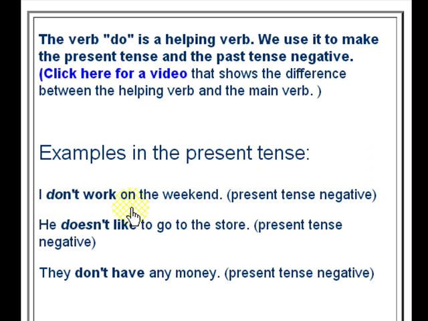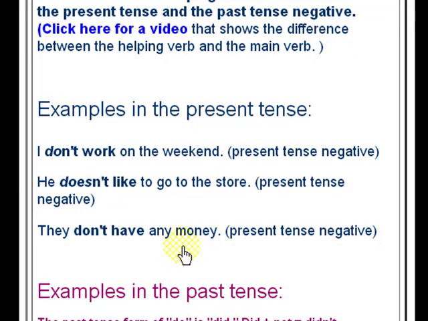I don't work on the weekend. This is the present tense negative. He doesn't like to go to the store. That's a present tense negative. They don't have money. Present tense negative.